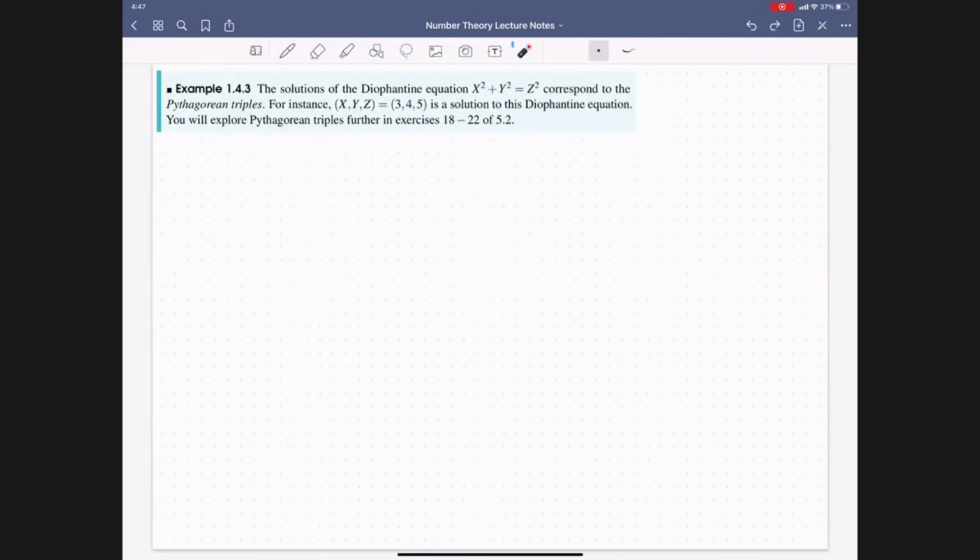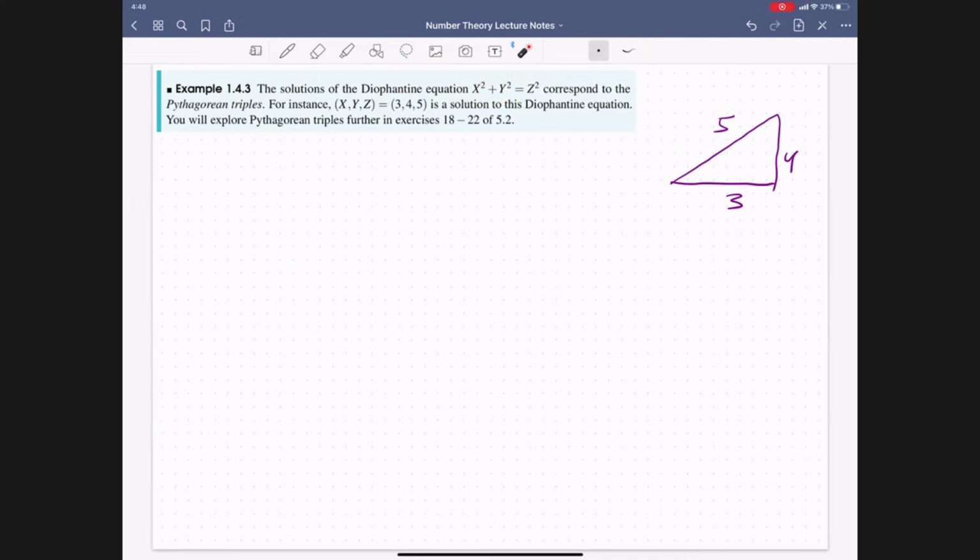We can look at our favorite SAT questions. Let's look at the Pythagorean triples. We have our triangle, 3, 4, 5. So this is a Pythagorean triple. It satisfies 3 squared plus 4 squared equals 5 squared. It satisfies this equation, so that will be a solution to the Diophantine equation x squared plus y squared equals z squared.